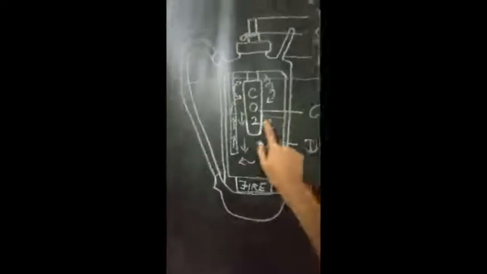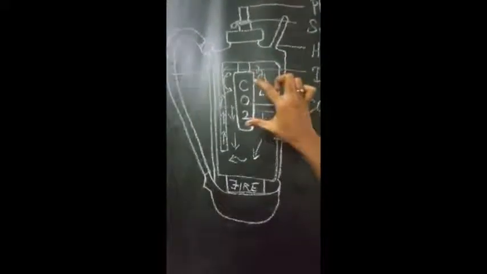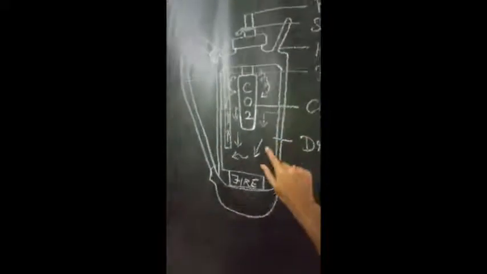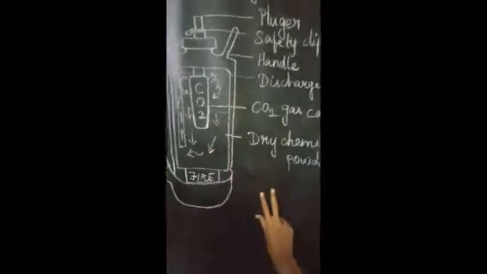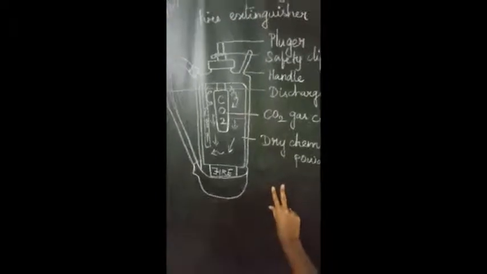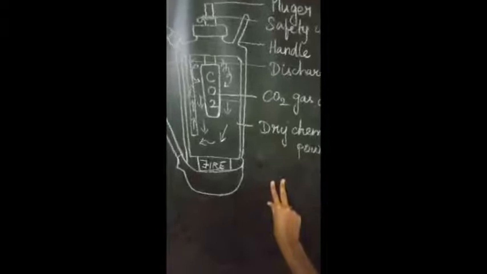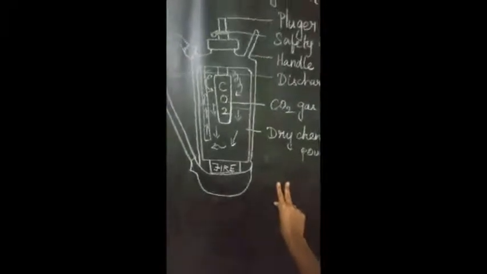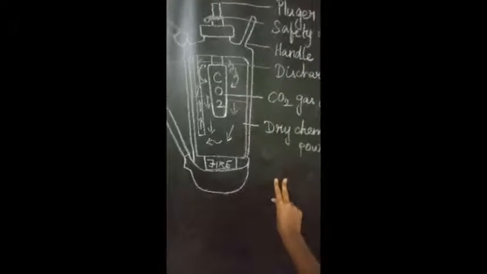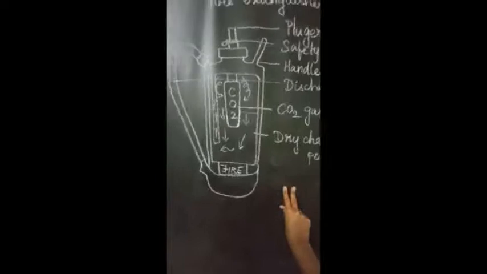And then the carbon dioxide is filled only inside this container. And here there will be dry chemical powders. All of these are used for controlling fire. When we open it, the full force of the gases comes outside to control the fire, and even this dry powder is used for controlling such fire.